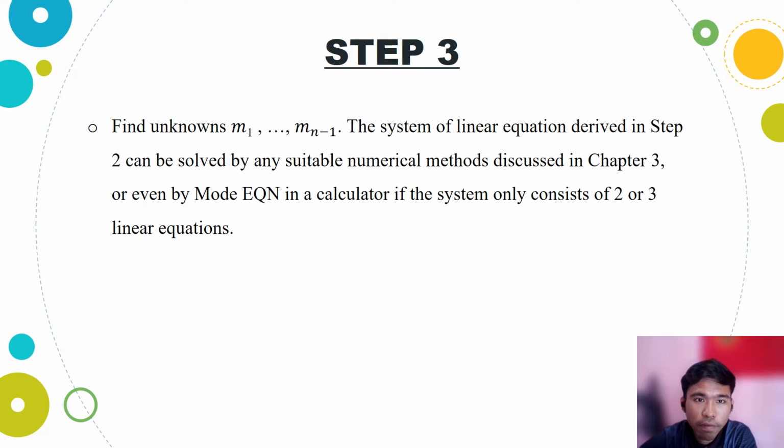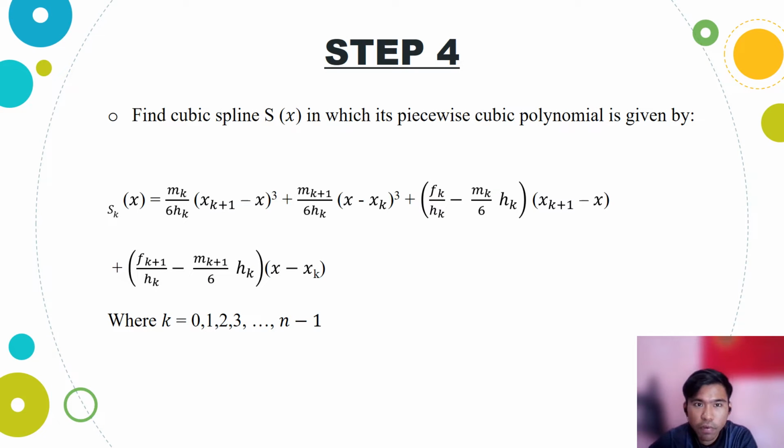For step 3, find the unknowns m1 to mn minus 1. The system of linear equations derived in step 2 can be solved by any suitable numerical method discussed in chapter 3, or even by the equation mode in a calculator if the system only consists of 2 or 3 linear equations. For step 4, first of all, find the cubic spline S(x), in which the piecewise cubic polynomial is given by the formula below, where k is equal to 0, 1, 2, 3 up to n minus 1.